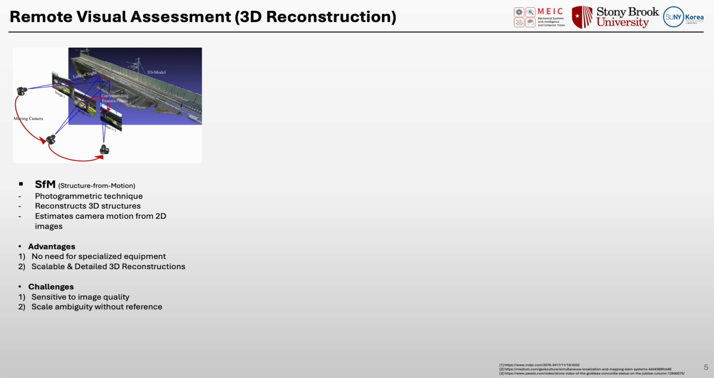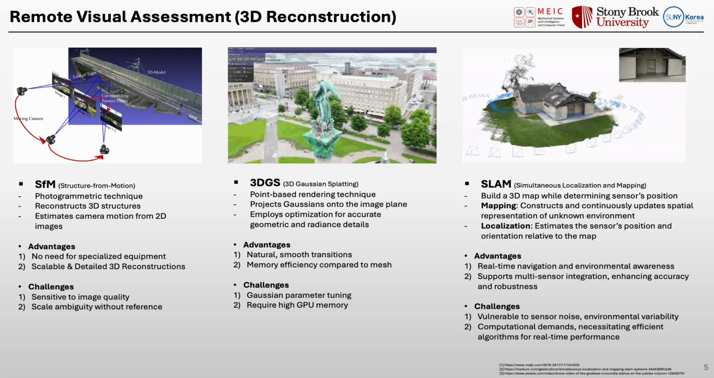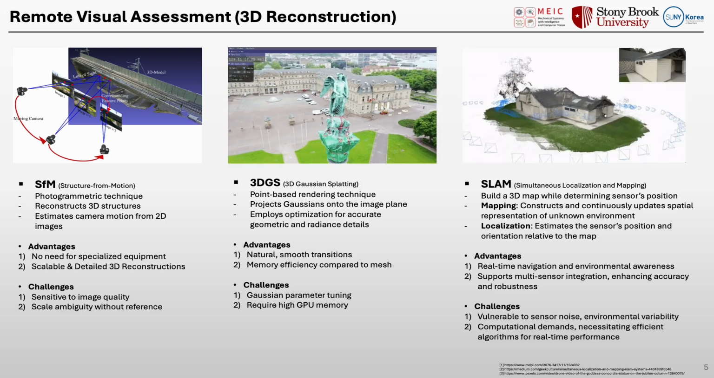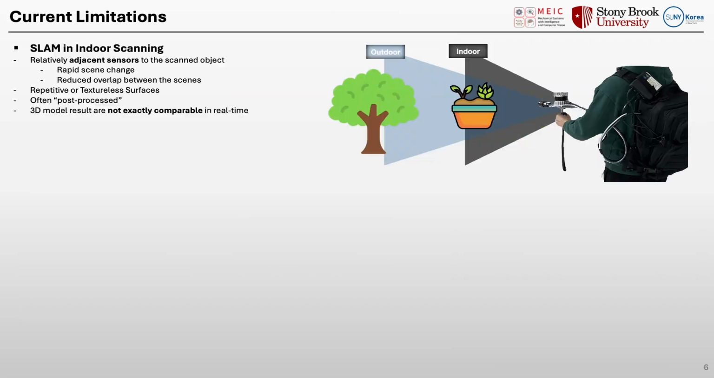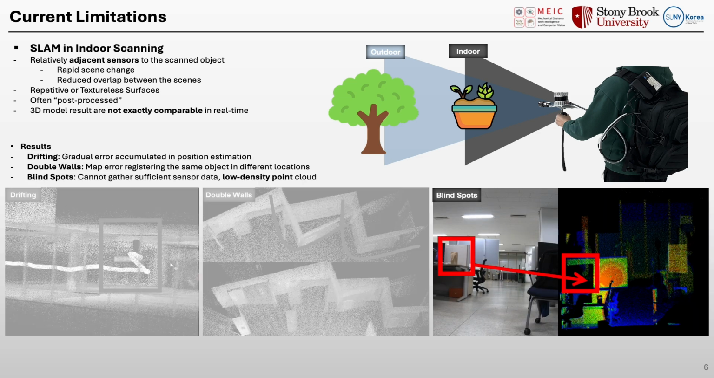Starting from structure from motion, SFM, to 3D Gaussian splatting recently, and SLAM are the 3D reconstruction methods, and we will focus on SLAM. However, a current limitation of SLAM in indoor scanning is that adjacent sensors matter. It causes rapid scene changes, reducing the overlap between the scenes. This causes drifting, double walls, and blind spots.